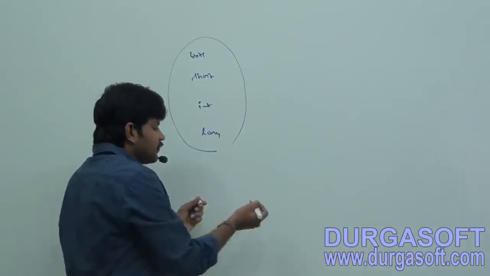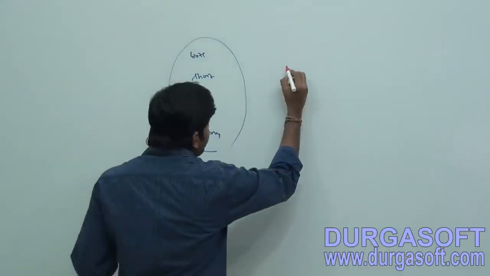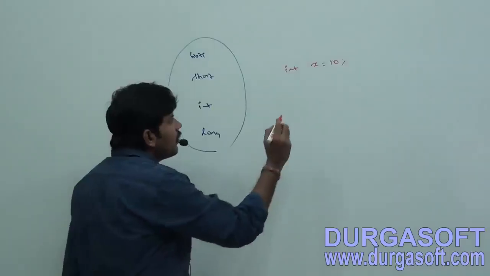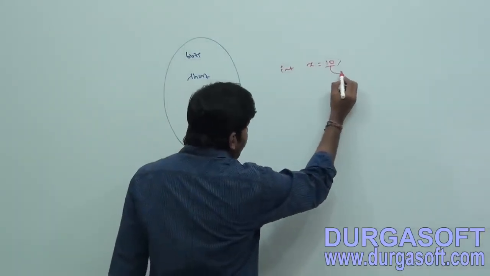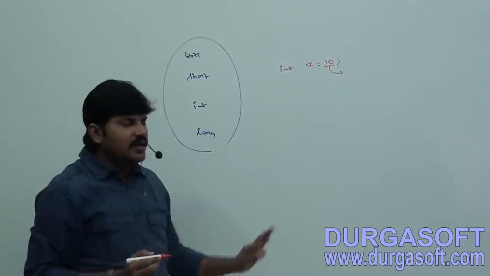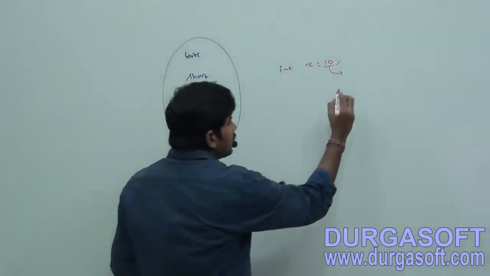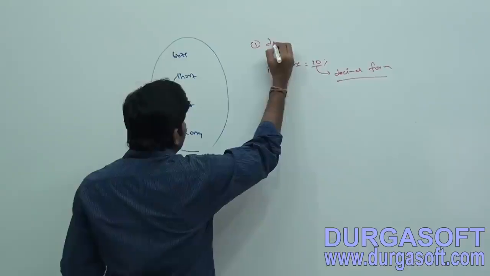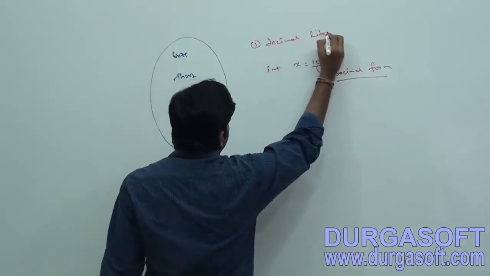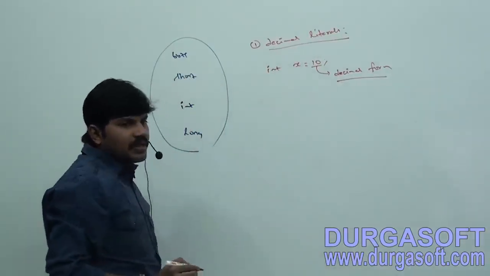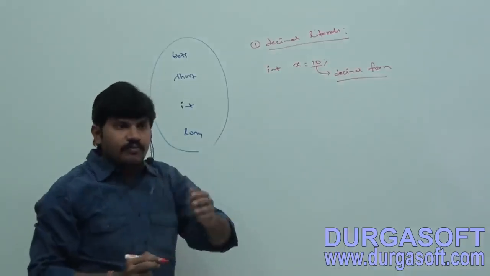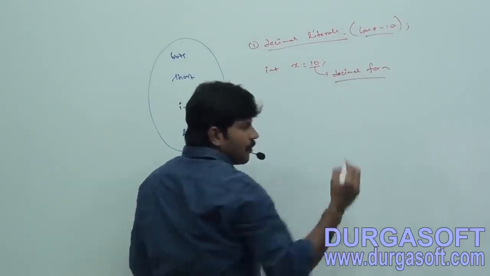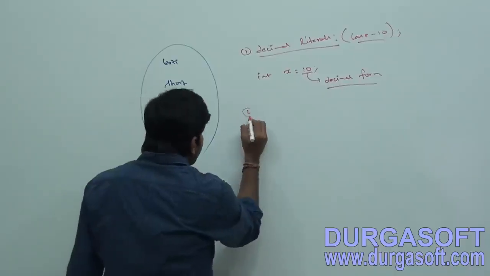One way: int x is equal to 10. Here we are specifying the value in decimal form. So this one is a decimal literal. We can specify the value in decimal form, base 10, which is our normal, commonly used approach. Now the second one.